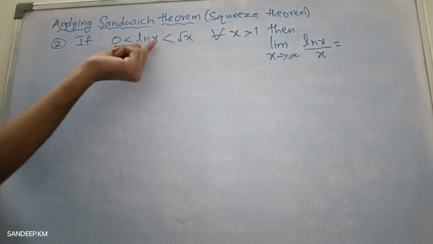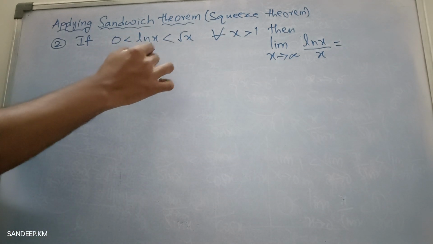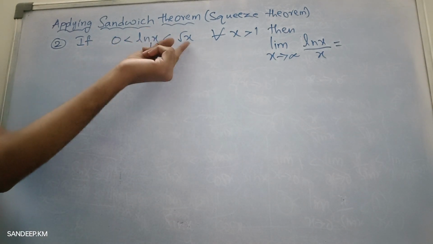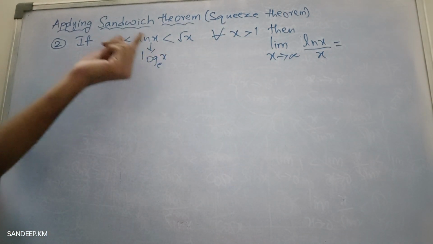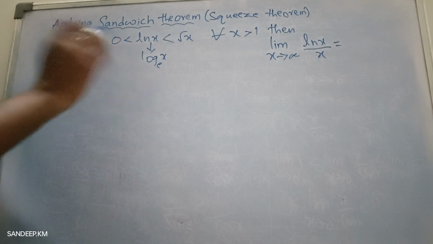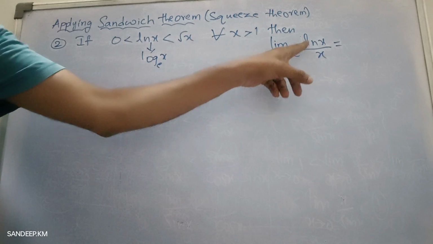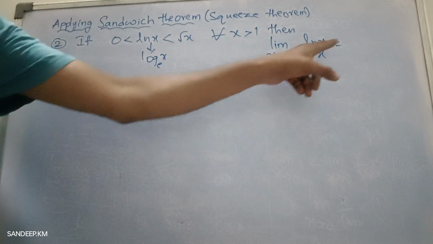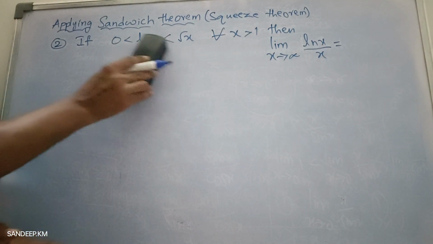If ln of x, which means natural logarithm, we can also write this as log x with base e. Okay, now if log x base e is between 0 and root x for all x greater than 1. So for all inputs more than 1, log x base e's value is always between 0 and root x. If you know this inequality, then we are supposed to prove that limit x approaches infinity, ln x divided by x. We are supposed to find the value of limit x approaches infinity of ln x divided by x. Let us see how to use this inequality to prove it.